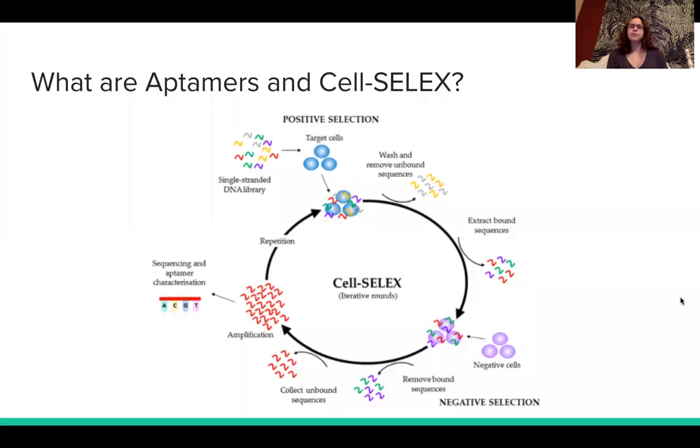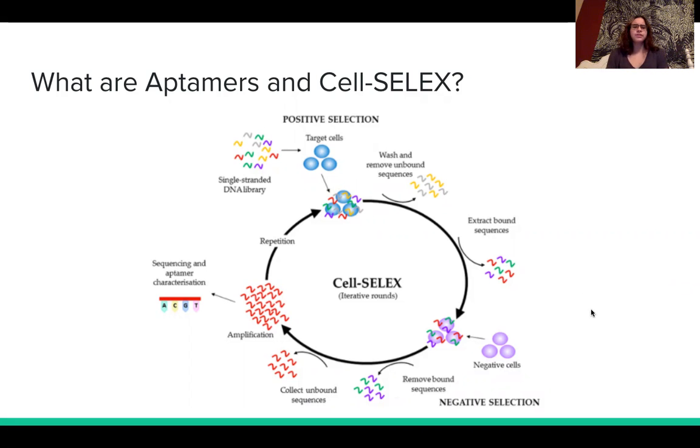So what are aptamers and cell-SELEX? Aptamers are single-stranded DNA and RNA oligonucleotides that fold into secondary and tertiary structures. These secondary and tertiary structures react to target cells with high binding affinity and with the specificity of the way antibodies react with these target cells.